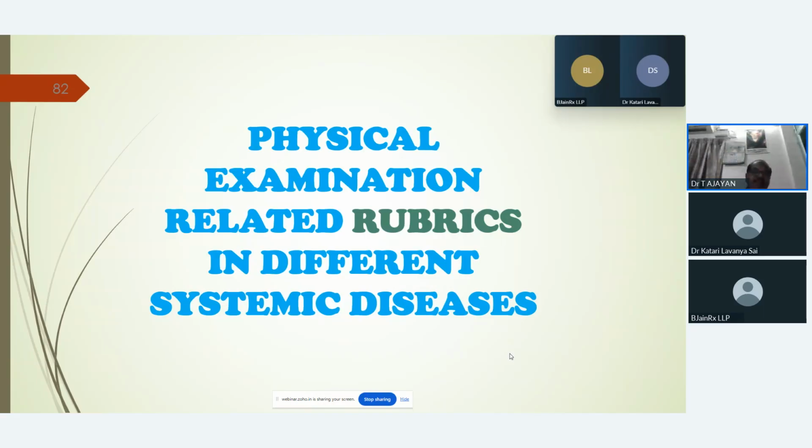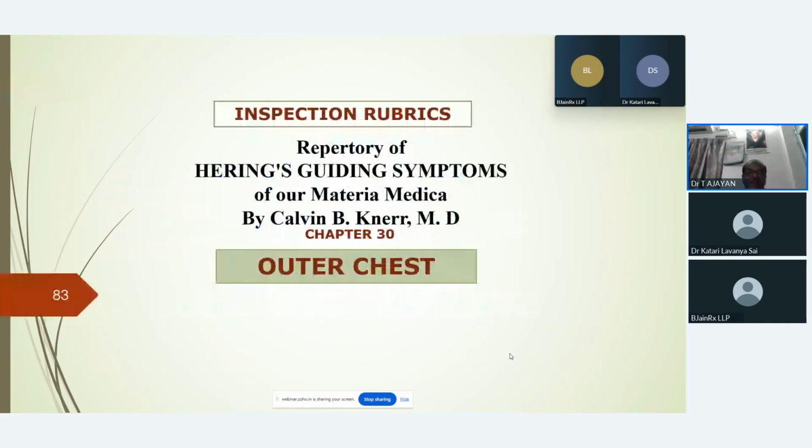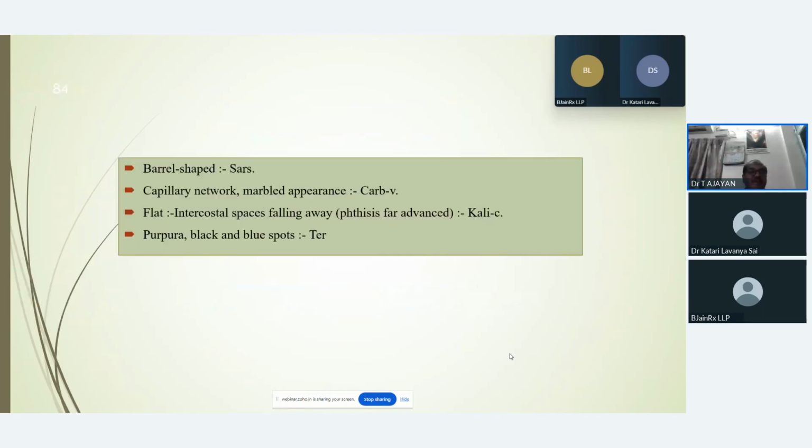Then physical examination related rubrics in different systemic diseases. Listen, in the repertory: outer chest, barrel-shaped, a few drugs, Sarsaparilla, only one drug is there. Then flat chest, intercostal space falling away: Calcarea carbonica.